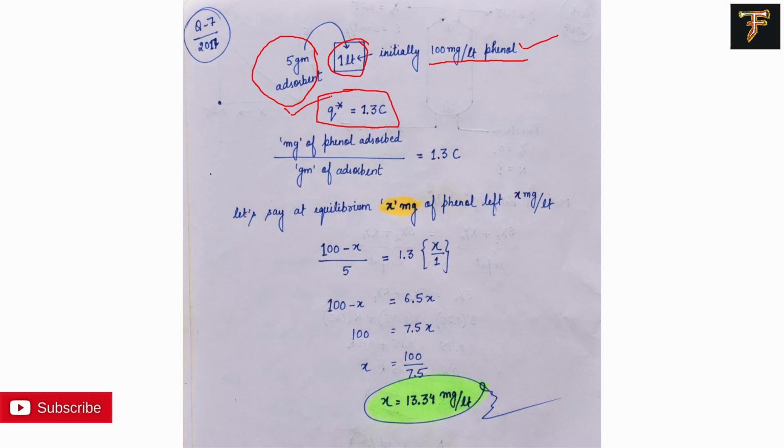What is the value of Q? Q means milligram of phenol adsorbed per gram of adsorbent. What I'm saying is how many milligrams of phenol have been adsorbed by the adsorbent, and this is equal to 1.3 C. See, they have also mentioned that C is the concentration in the liquid.